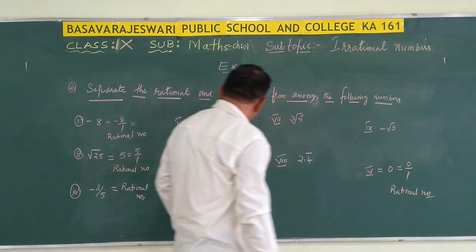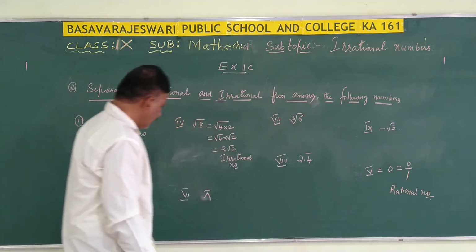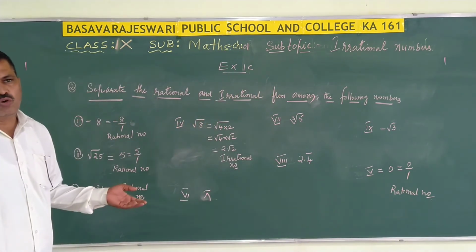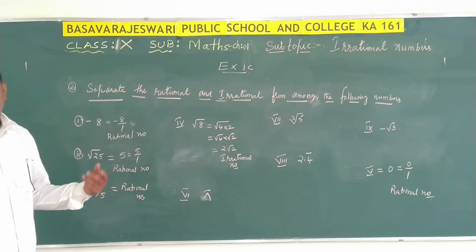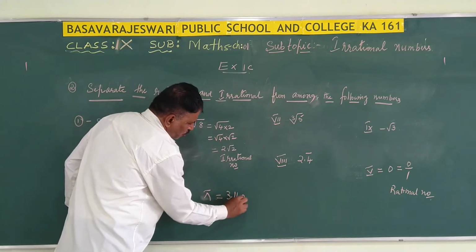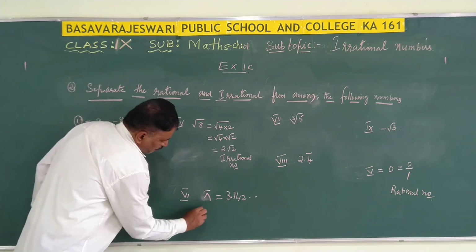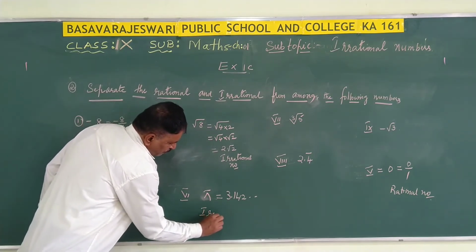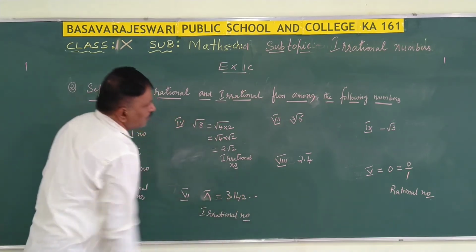Okay, since I don't have space, after the fourth I have written the fifth here. Yes. Next, pi. Already I told you that the value of pi is 3.142 etc. So pi keeps on getting new digits. So it is an irrational number.